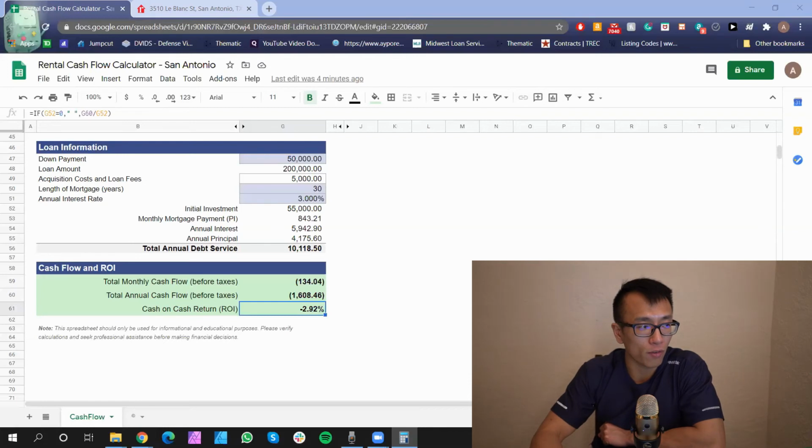You times that by 12, 800 times 12, $9,600 that you are paying some landlord that owns the actual apartment. Now, compare this to what you are currently going to own. Say you buy this property, right? Say I buy this property. I'm paying $134 to own this property.